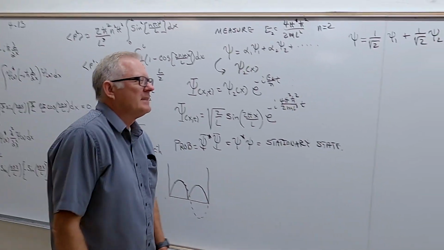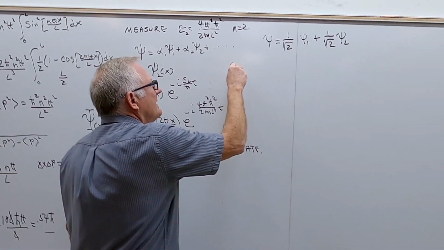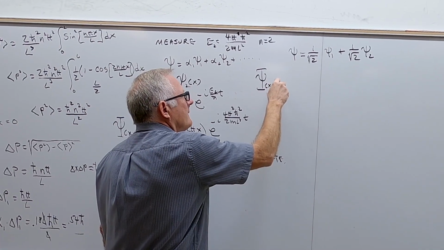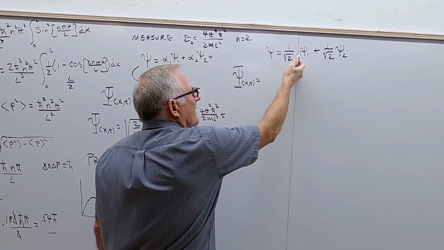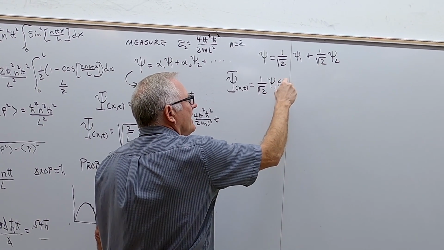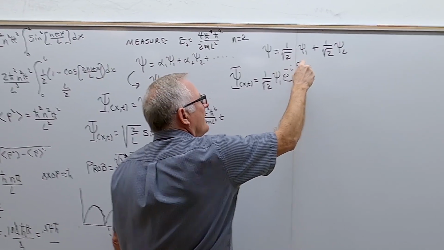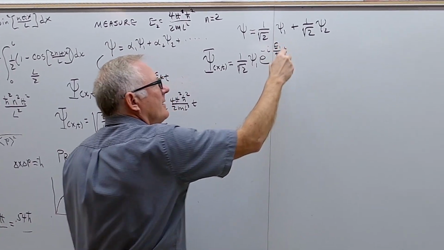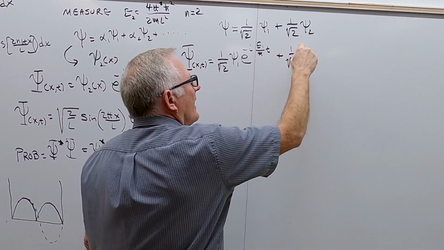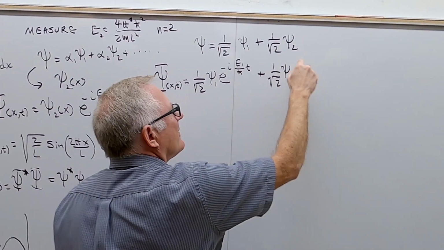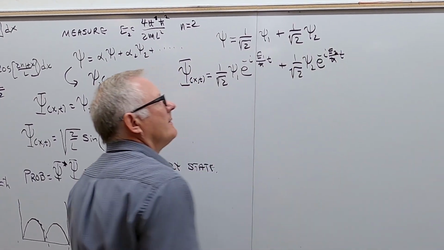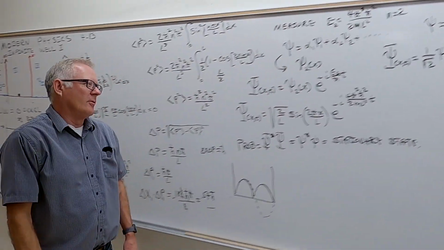What would it now be as a function of time? That is, what would the big psi be of x and t? Well, it would be this 1 over the square root of 2 psi 1, with the e to the minus i E1 over h bar t, plus 1 over the square root of 2 psi 2 e to the minus i E2 over h bar t. So that's the state it would be in.